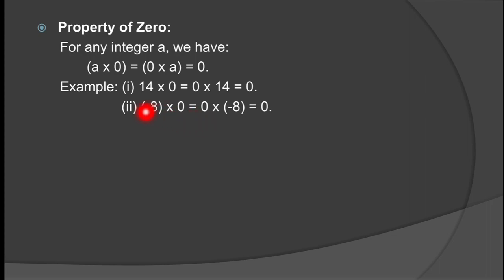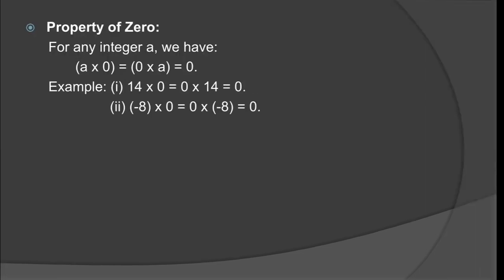For example, we have a given integer 14. When we multiply 14 by 0, it gives the result of 0. In the same way, when we multiply a given integer minus 8 by 0, either from right or from left, it gives the same result, 0. So, 0 is such an integer which, when multiplied to a given integer, produces a result of 0.